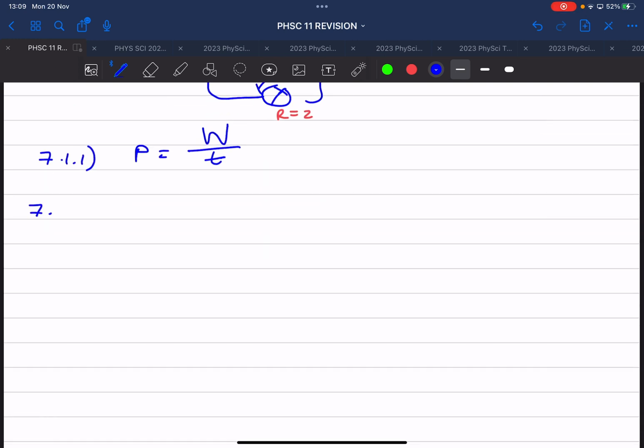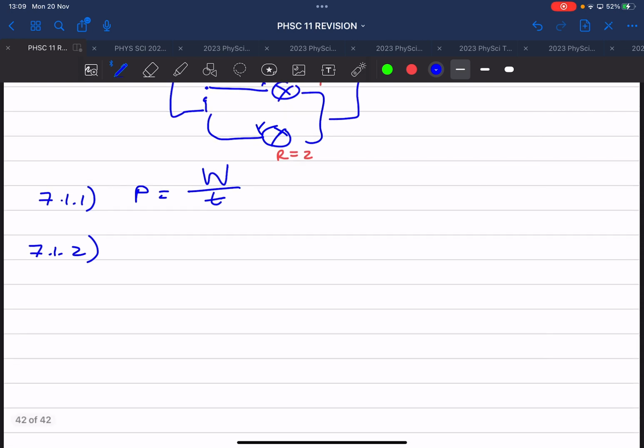Okay. 7.1.2. Watter gloeilamp X of Y brand die helderste wanneer skakelaar S gesluit word? Verduidelik jou antwoord. Explain your answer. Alright. So explain meaning use formulas, write out words or sentences. Okay. So hulle vra jy moet drywing gaan uitwerk.